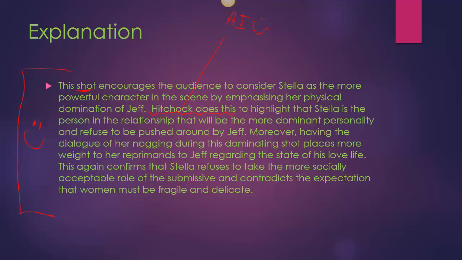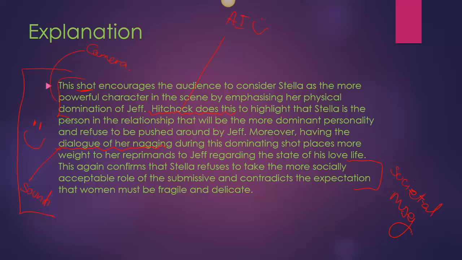Moreover, having the dialogue of her nagging during this dominating shot places more weight on her reprimands to Jeff regarding the state of his love life. This again confirms that Stella refuses to take the more socially acceptable role of the submissive and contradicts the expectation that women must be fragile and delicate. Okay, so here's the stuff about societal messages. Sorry, that was written really badly. My bad, that's supposed to be an E. Forget it, I'm just making it worse. And then, obviously, the dialogue of nagging is about sound. And then the shot stuff, this stuff is about camera angles.